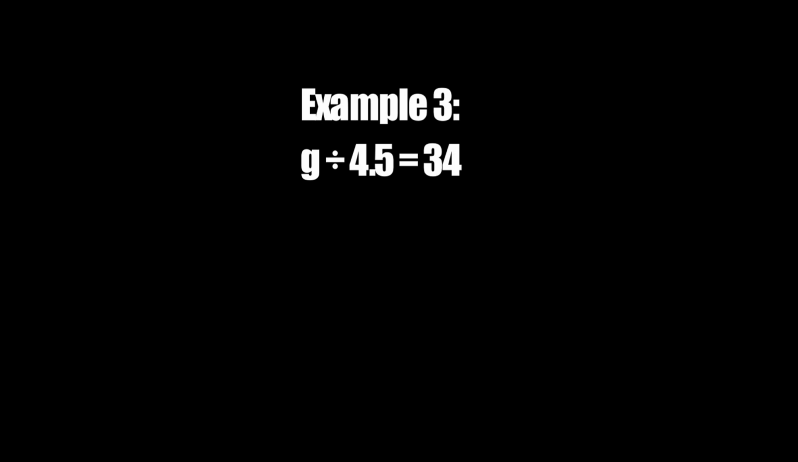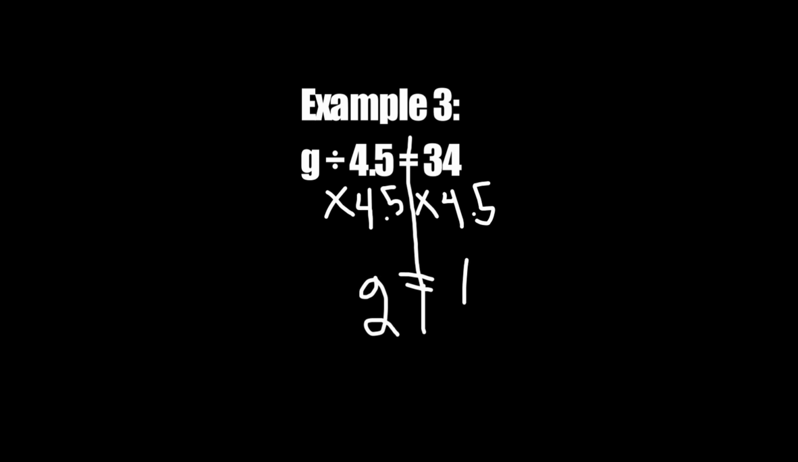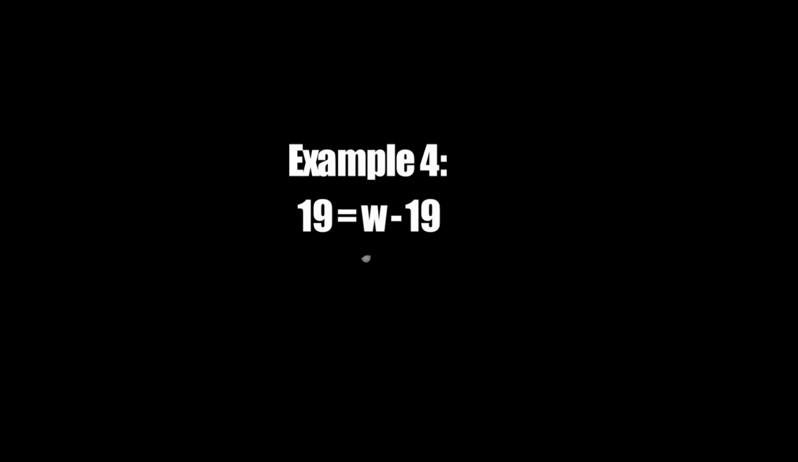Now let's move on to example number 3. G divided by 4.5 equals 34. The variable is being divided by 4.5, so we must multiply by 4.5. So times 4.5 and times 4.5 on this side as well, equals G equals 153.